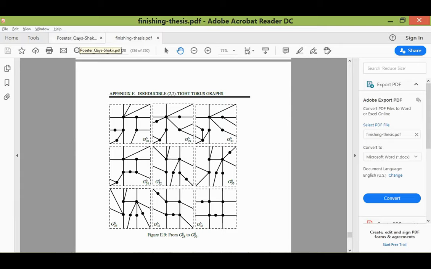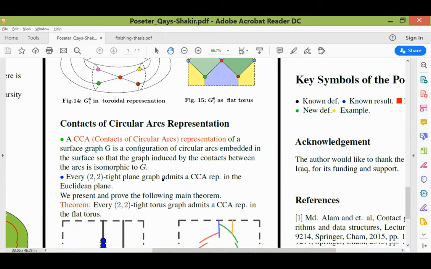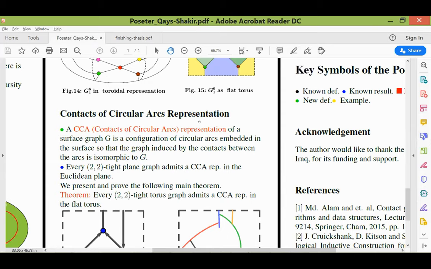Then for the result that we got, we employed a geometric application called contacts of circle arcs representation. So let me define it. A CCA, or contacts of circle arcs representation, of a surface graph G is a collection of circular arcs embedded in the surface, so that the graph induced by the contacts between the arcs is isomorphic to G.